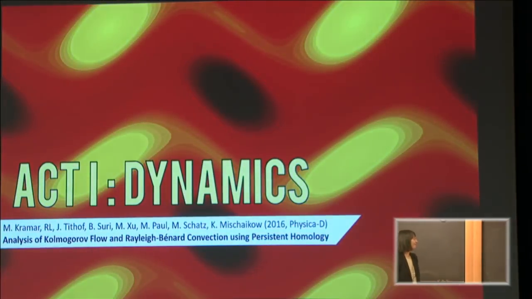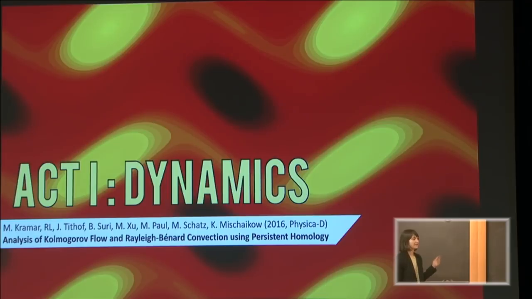So the first case we're going to check out, and I hit the wrong button, is dynamics. Act 1: this is actually some work that was done a little while ago, but it really sets the stage and builds out the foundation for a lot of the work that comes next. So this is analyzing Kolmogorov flow and Rayleigh-Bénard convection using persistence.